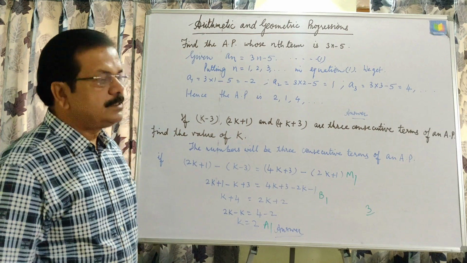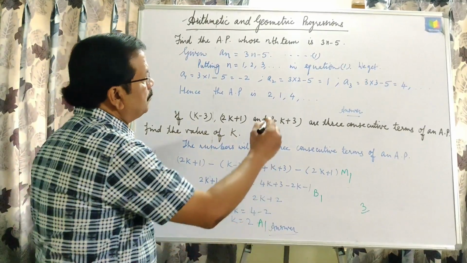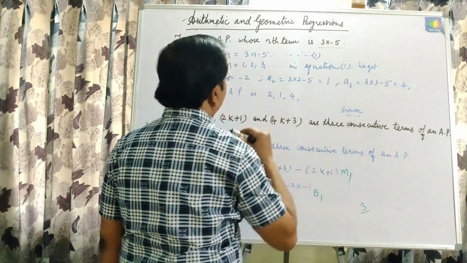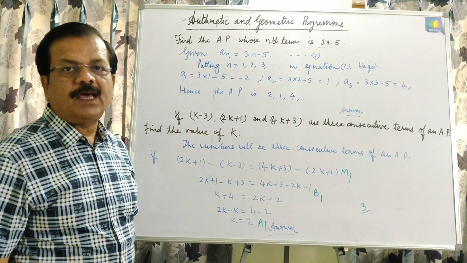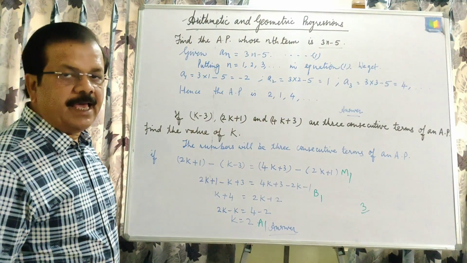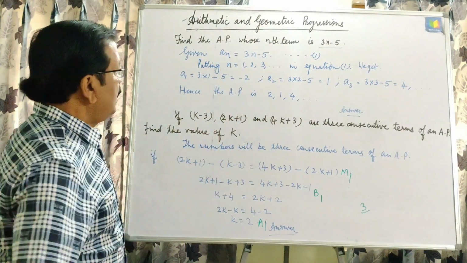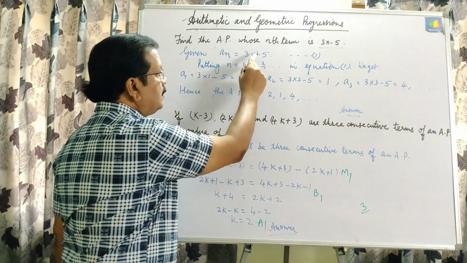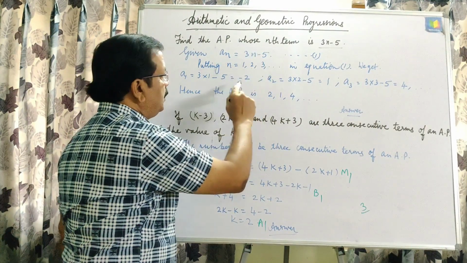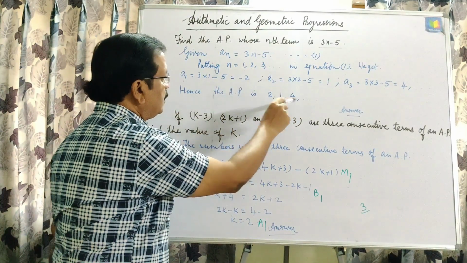Now take the questions. First question: find the AP whose nth term is 3n minus 5. Okay, if we use the letter an, then an is equal to the nth term, 3n minus 5. Then for the first term n will be equal to 1, second term 2, third term 3. Substituting these values we get the first, second and third terms.